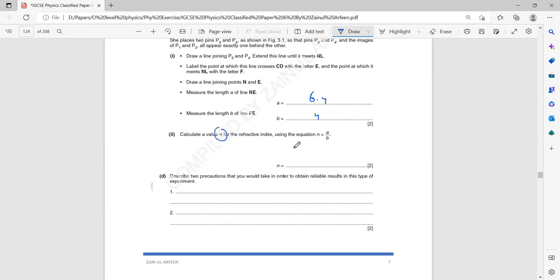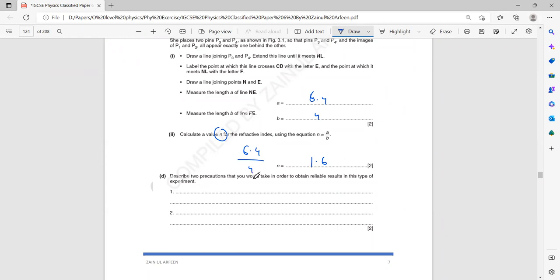Then you have to use a formula to get n, the refractive index, A divided by B. Don't bother about the formula in paper 6, it's always given. So 6.4 divided by 4. What is the answer? 6.4 divided by 4 is 1.6. So we write 1.6 and no unit.